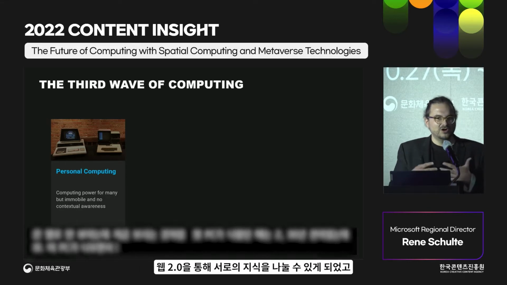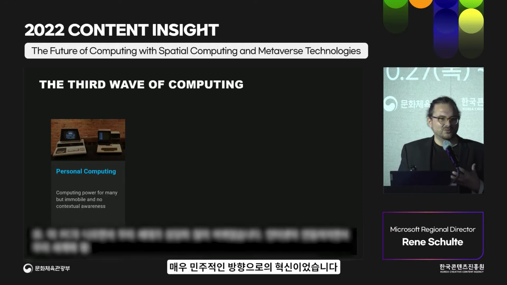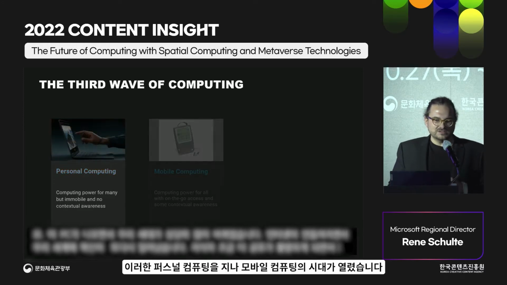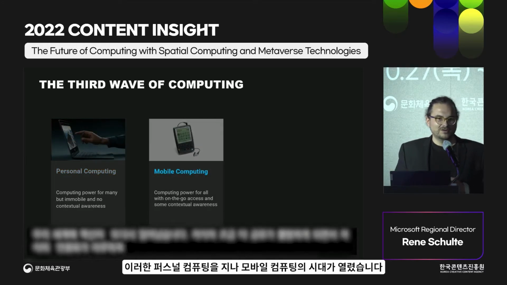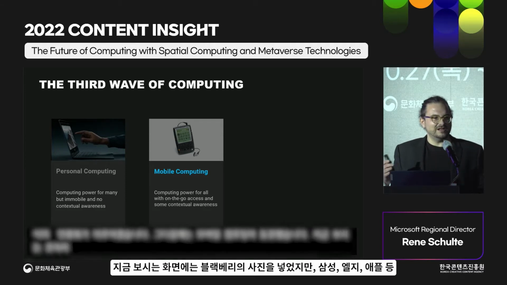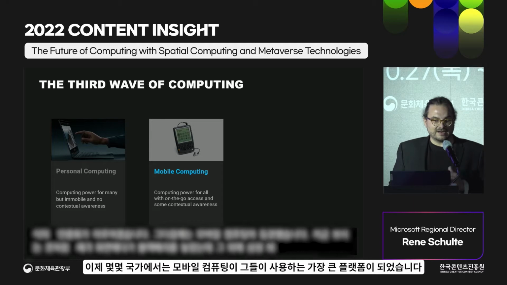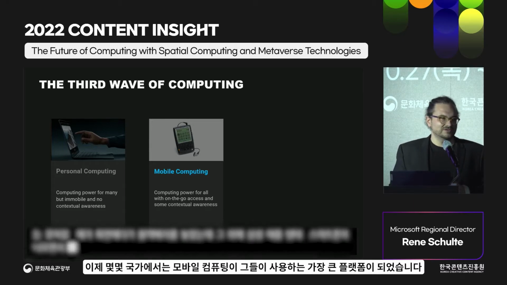And you could openly do knowledge sharing with Web 2.0, and knowledge sharing became more democratic, if you will, right? Everyone can share knowledge with each other. After personal computing, mobile computing came along, and I put up a smartphone here, a BlackBerry, but of course Samsung, LG, and Apple and so on really changed the game with the first smartphones with touch input. And in fact, in certain countries today, mobile computing is the first platform they're going to start using.